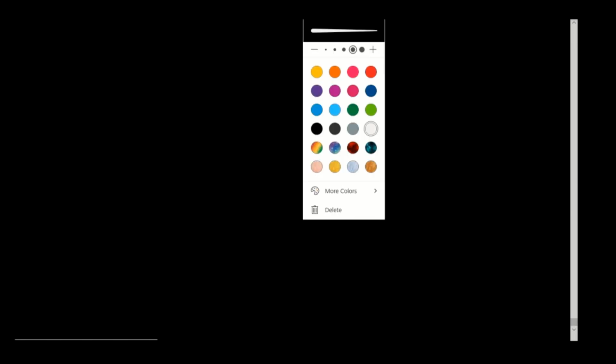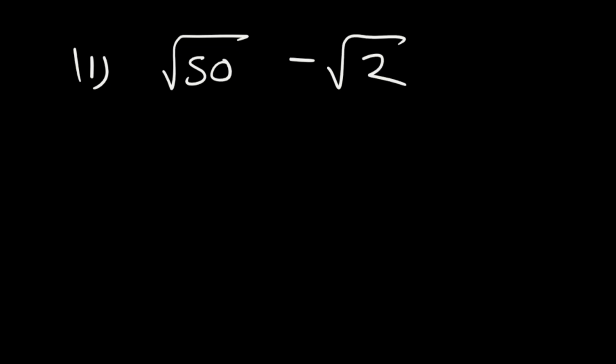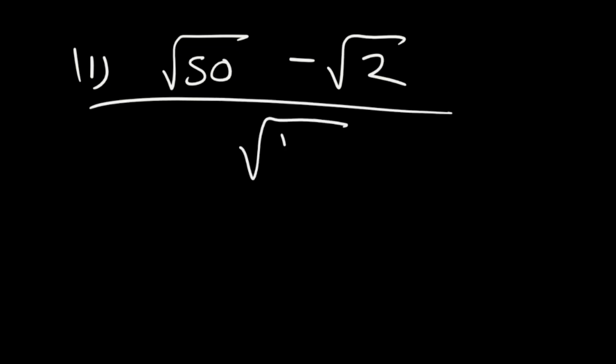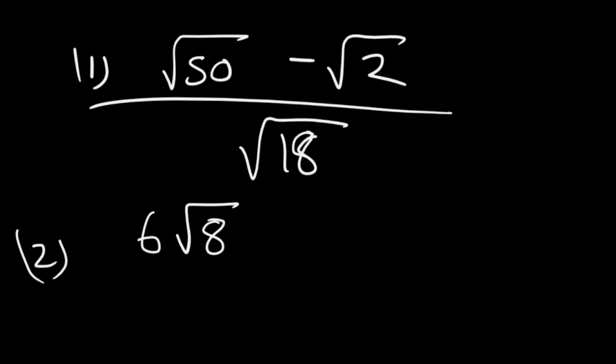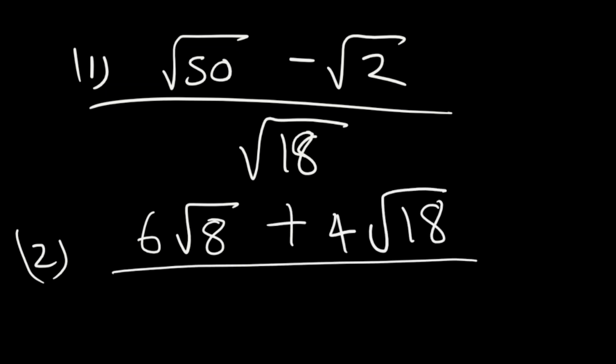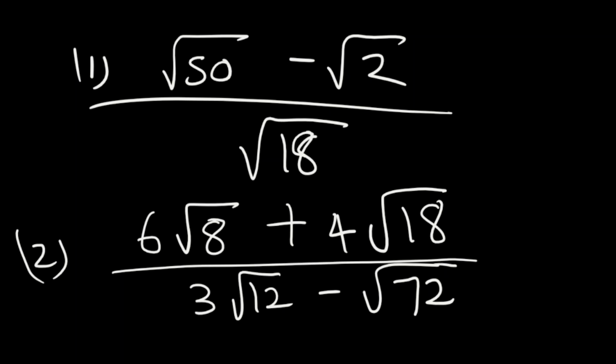So now I'm just going to leave you with problems to do. So please try out this problem here of root of 50 minus root of 2 divided by root of 18. Try out this problem. This is 18, by the way. And then the second one is 6 root of 8 plus 4 root of 18 divided by 3 root of 12 minus root of 72. Please try out these problems here.